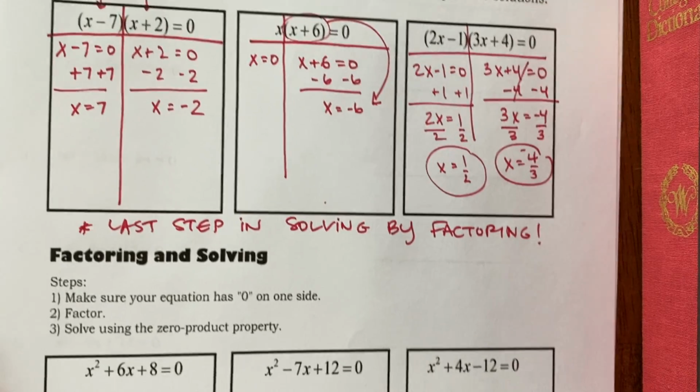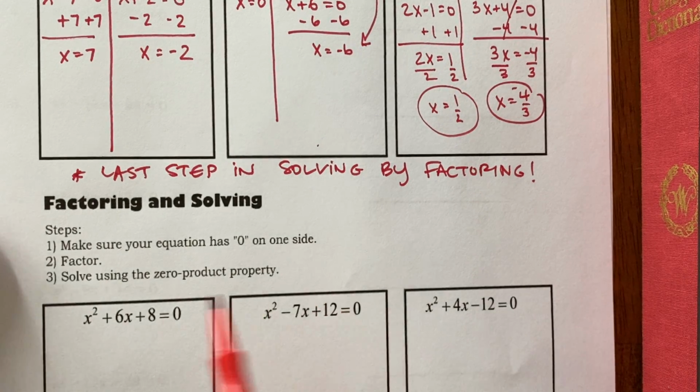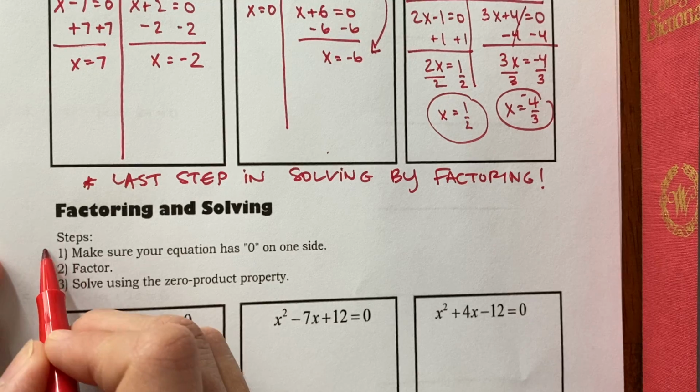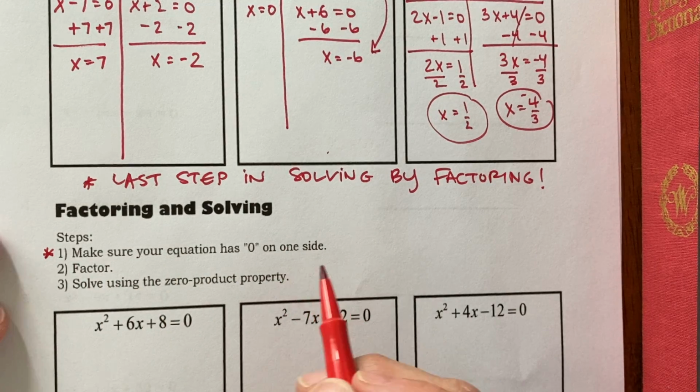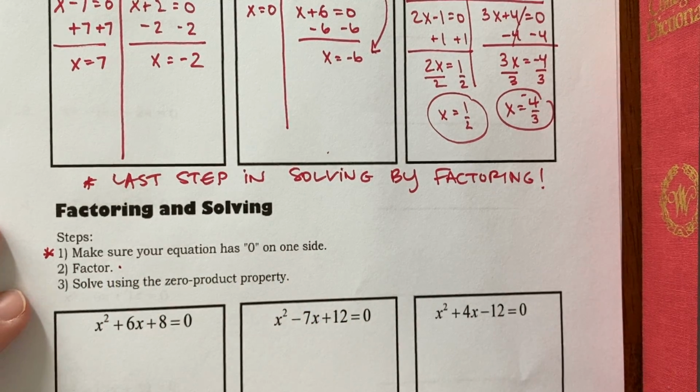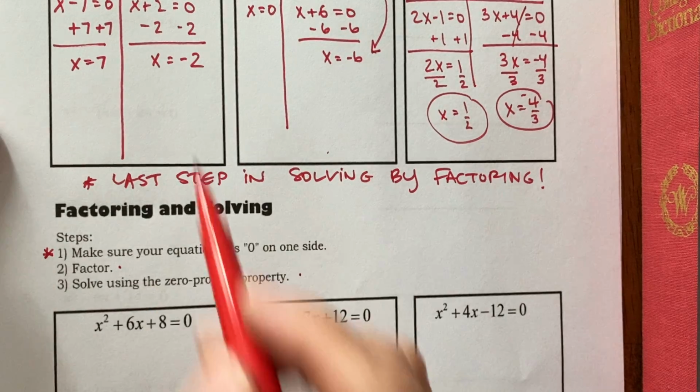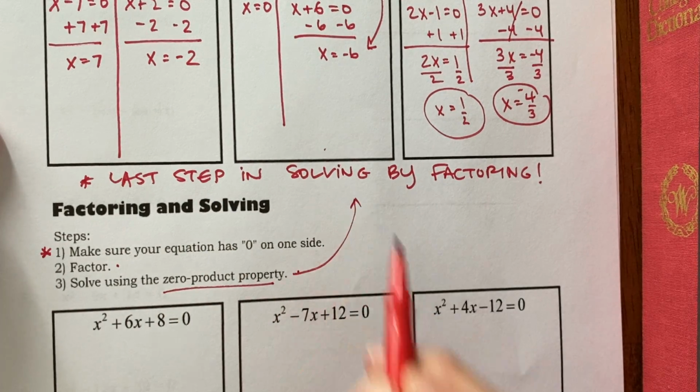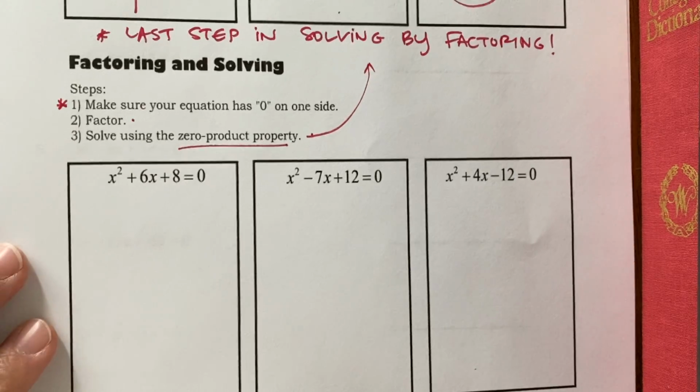So first, what you're going to do in factoring and solving, well, obviously, we have to make sure our equation has 0 on one side. You always have to do that. And then you factor, and then you solve. So what we just did using zero product property up there, that's our last step.